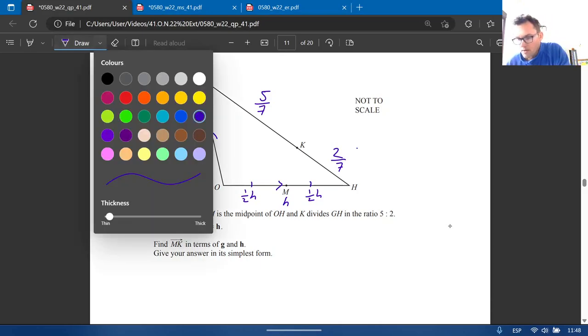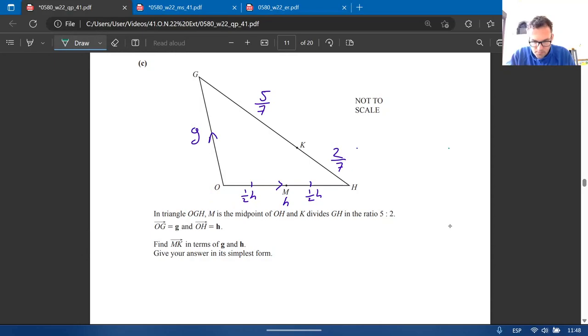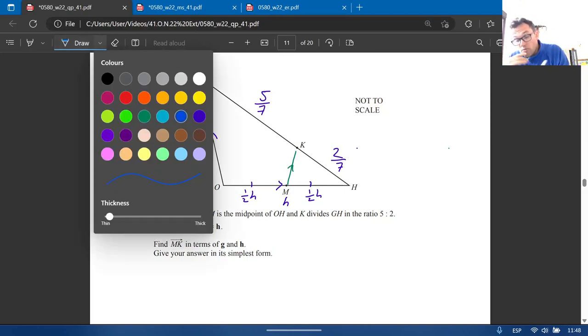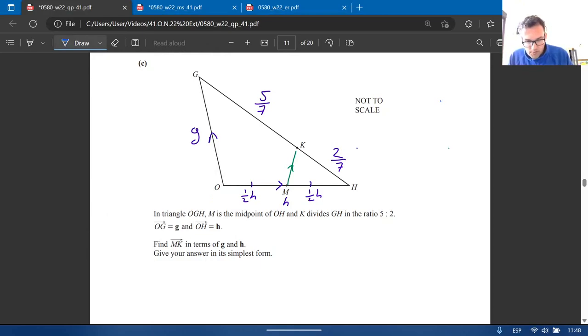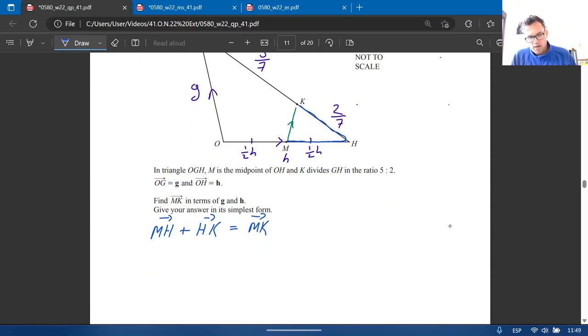So what we're looking for here is MK, in that direction. Now the route I'm going to follow, and you need to write this down because this is a smart thing to do: find a route you can follow. We need to find a route that we know. We can't just draw MK, so I'm going to follow this route, MH, and this route, HK. That will give me MK in that direction. You can't go the other way, MO, OG, GK, it's a bit longer, so we take the shortest one. The problem is, we have this first part, MH, which is a half H, but we don't have HK, but we can work it out.